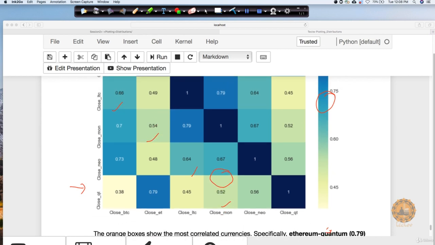So you can see this particular section again. When I say this, I mean close underscore ITC and close underscore mon. These two are highly correlated currencies in this particular case. So that's what you can infer from this.